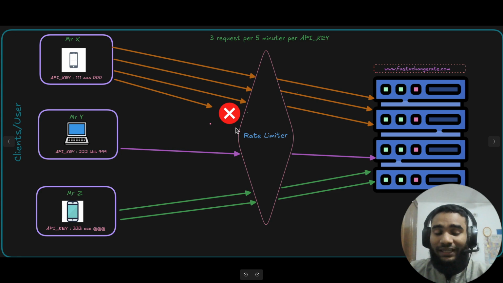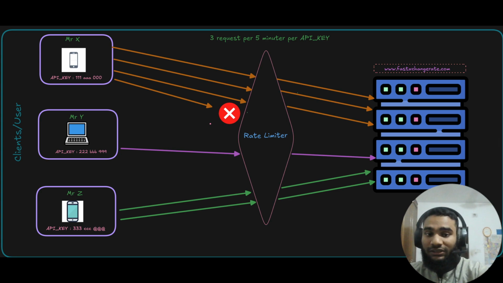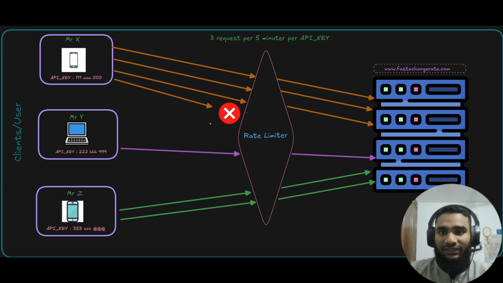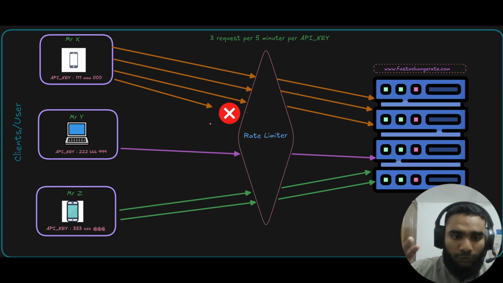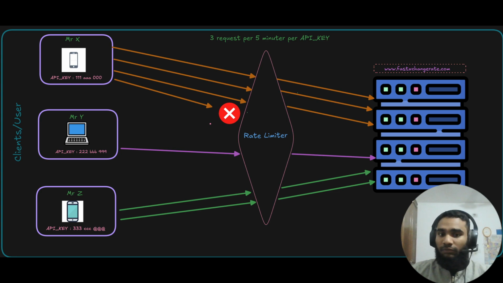Here is the cross, and this represents that the rate limiter blocked your request, so you cannot send another request before 5 minutes are completed. So that is what rate limiting is. There are probably more reasons to implement rate limiting, but I think this example helps you understand the concept of rate limiting, what it is and why you actually need it.